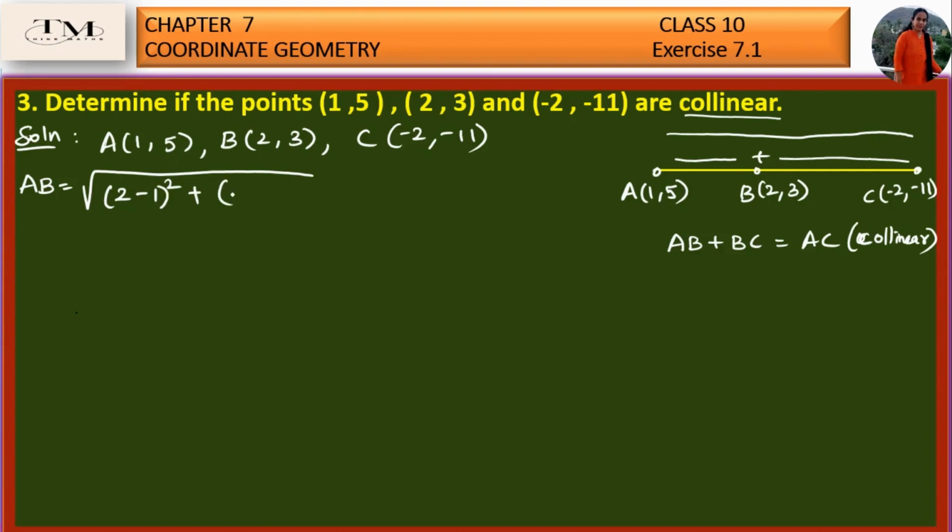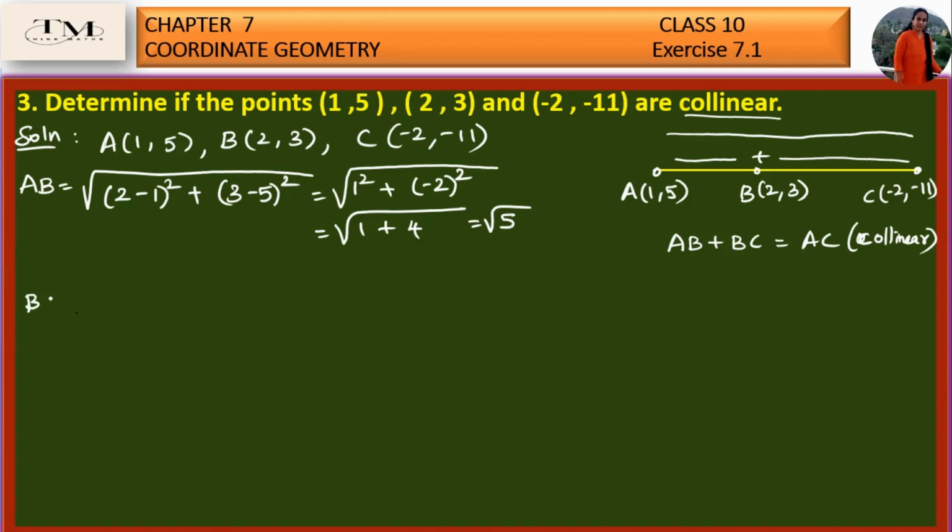So (3 minus 5) whole square, which is nothing but the square root of (2 minus 1 is 1) square plus (3 minus 5 is minus 2) whole square, which is equal to 1 square is positive 1, minus 2 whole square is plus 4. So it is nothing but root 5. Okay. So AB is equal to root 5.